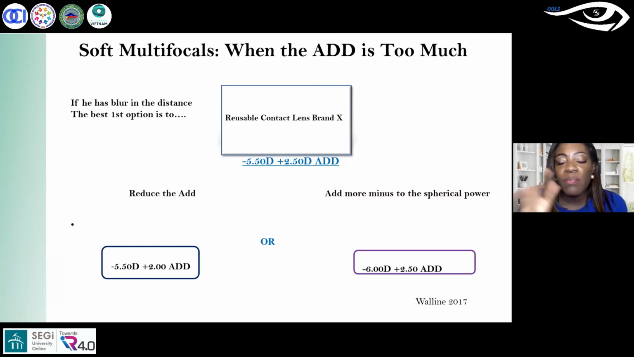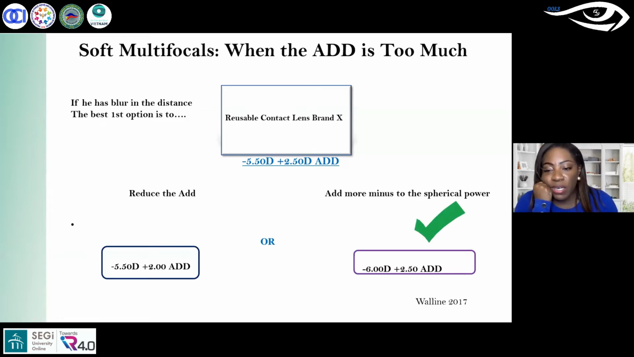So what do you think? He's getting a little blur in the distance. Should I reduce the add, or should I add more minus to the distance power? Just about a half diopter more minus. About 60% said that they would reduce the add, whereas the others said that they would add more minus and keep the add the same. All right, so here are the results. The recommendation, not the results. The recommendation is to add more minus to the sphere, okay?